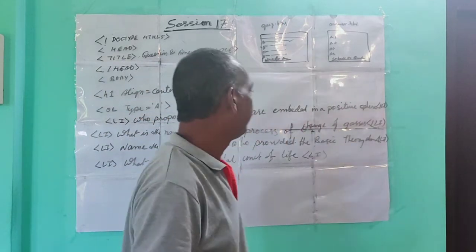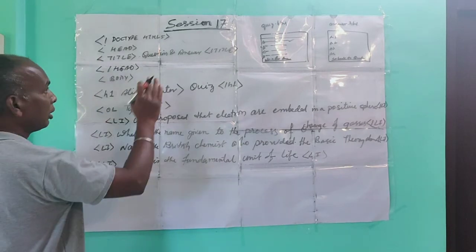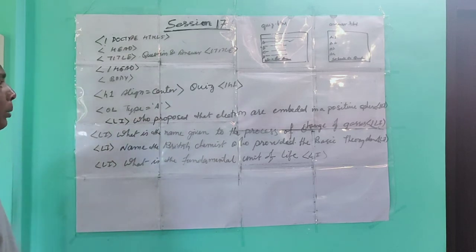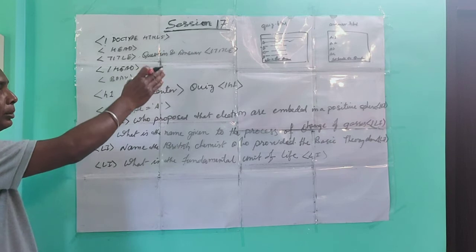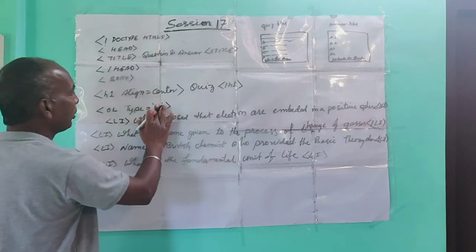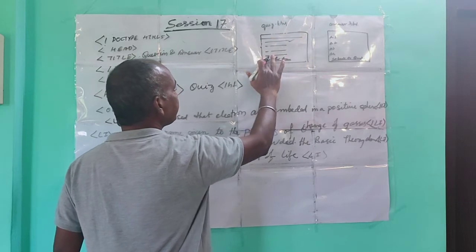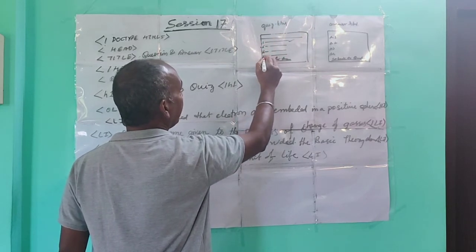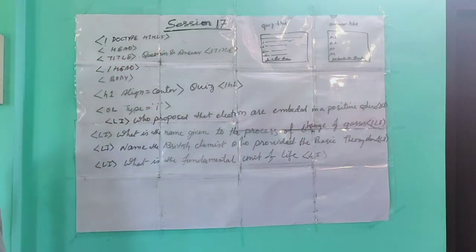So if in the book it is not written about the type, automatically it will come 1, 2, 3, 4 and 5. But if you write the type A, then ABCD will come. If you use Roman number I, then here it comes I, II, III and IV. So in this way we can change the type of numbering.